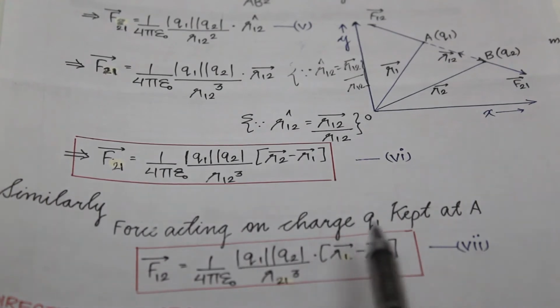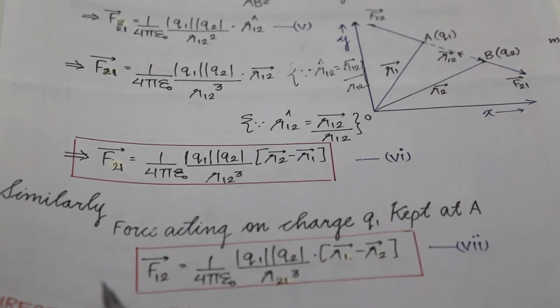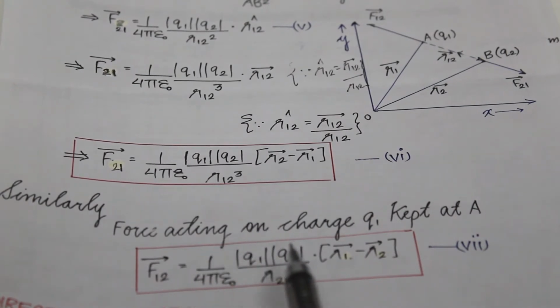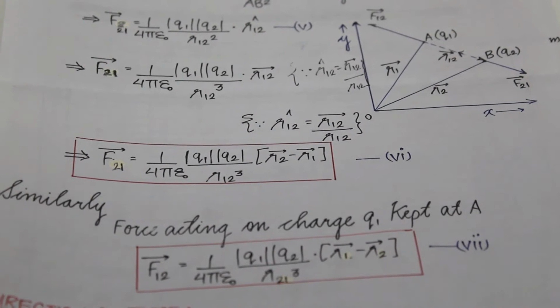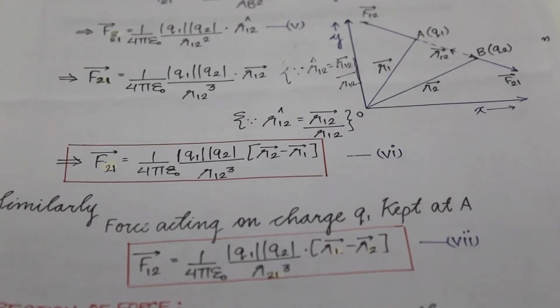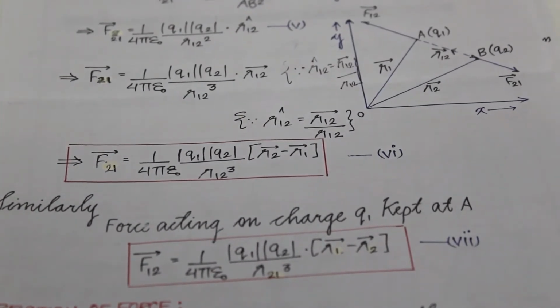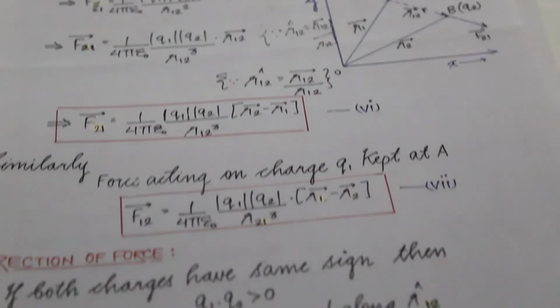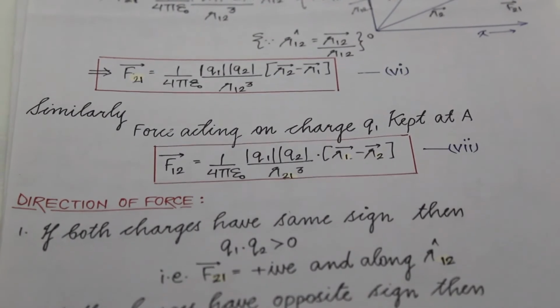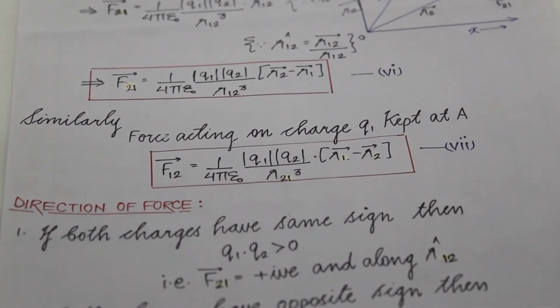Now charge Q1 is kept at A. So we'll find out F12 vector is equal to 1 by 4 pi epsilon naught Q1 Q2 upon R21 whole cube into R1 vector minus R2 vector. So this is the formula for finding out force between two charges in vector notation. But what about direction? Now we'll find out the direction of the forces, for which we have derived this equation.